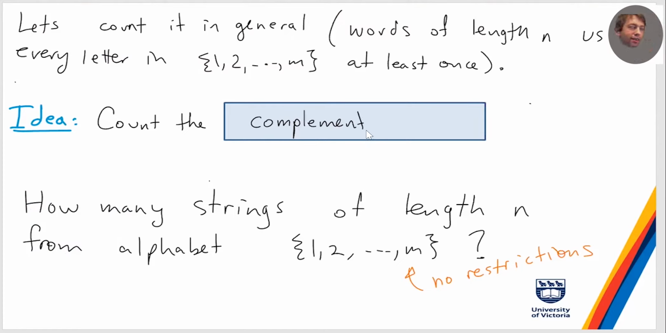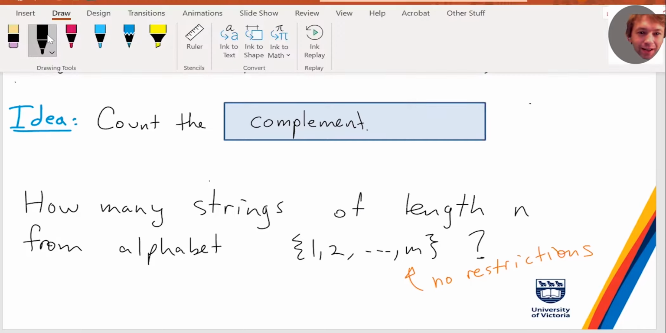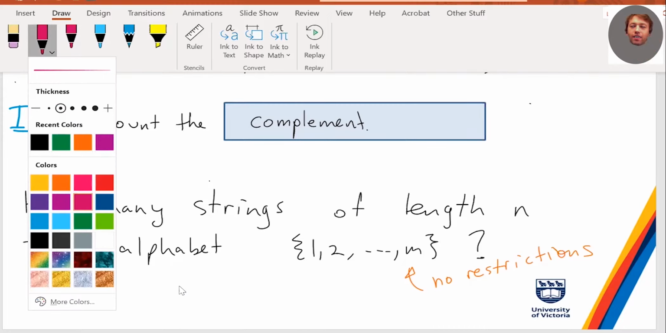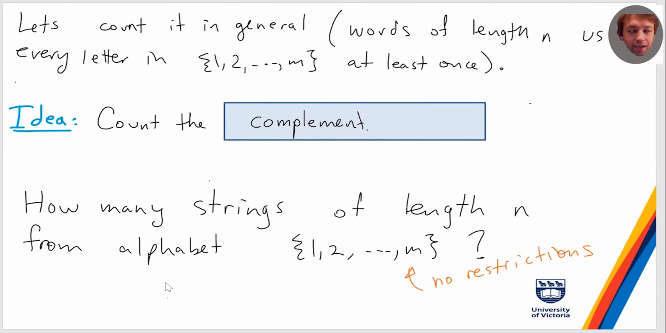What do I mean by that? Remember, counting the complement, what you do is you count a bunch of stuff which includes everything you wanted, but some stuff that you didn't want, and then you subtract the stuff you didn't want. So the thing I'm going to count, which is extra, is I'll first start by counting all of the strings of length n from an alphabet 1 up to m. So how many are there? This is super review. We've done this a million times by now, but let's just ask it again. How many strings of length n are there from an alphabet 1 up to m with no restriction?